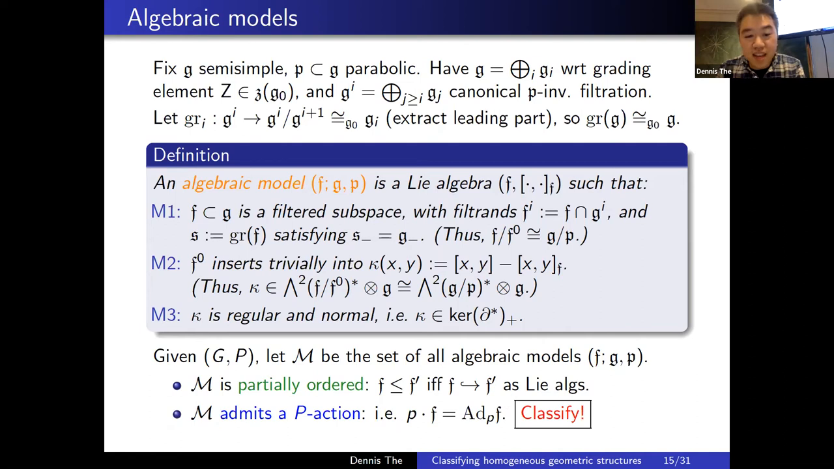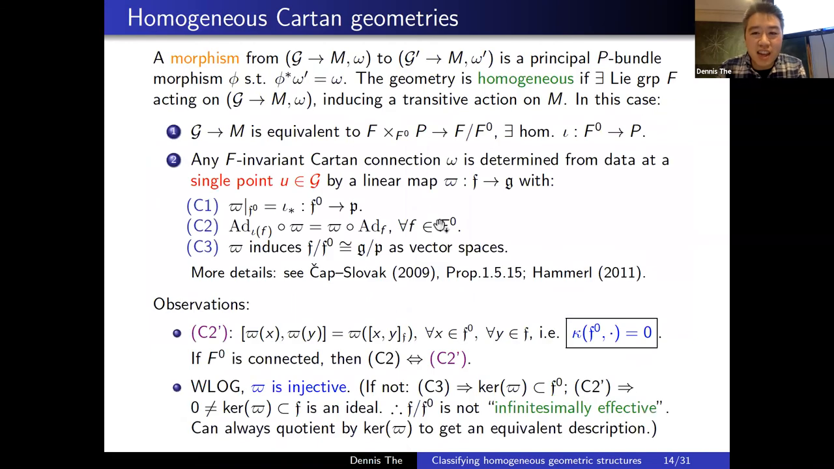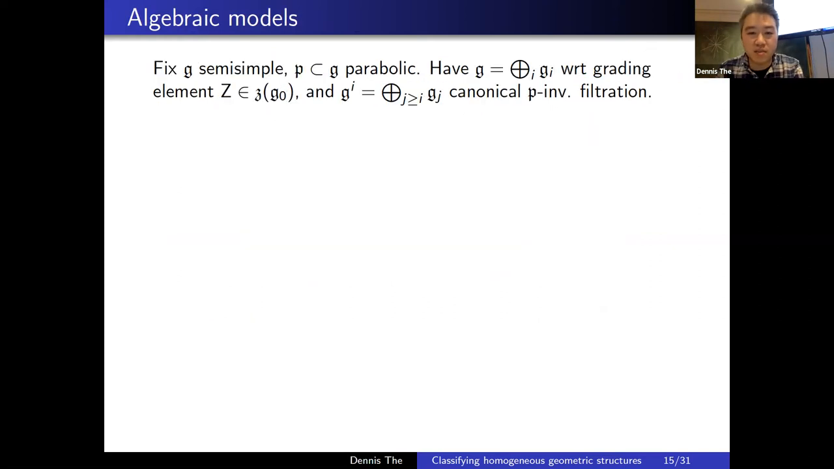Second is that it admits a P action. Just take F and let P act on it. And this is not surprising, right? Because on the previous slide, everything's determined by data from a single point. If I move up and down the fiber, everything just transforms in a nice way, equivariantly. And so I just get corresponding data that's transformed equivariantly.